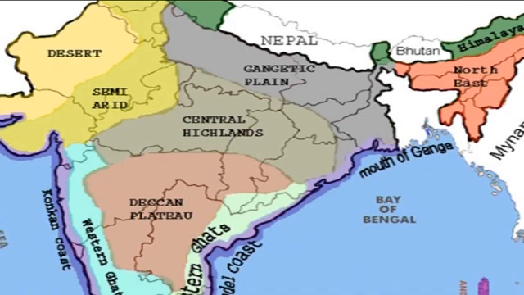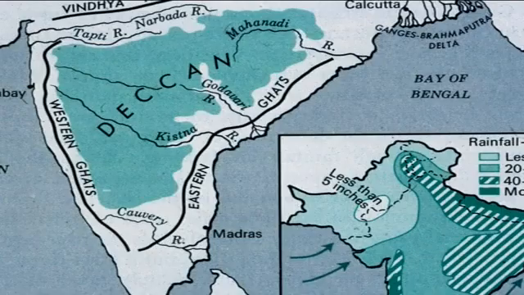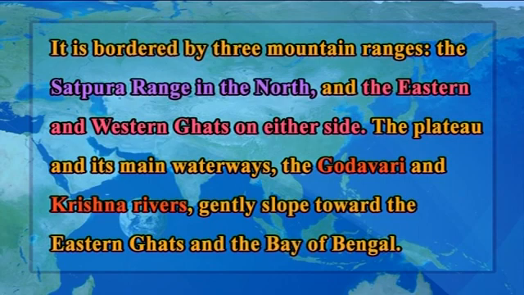The Deccan Plateau makes up most of the southern part of India. The plateau's average elevation is about 600 meters. It is bordered by 3 mountain ranges, namely the Satpura range in the north, the eastern and western Ghats on either side. The plateau and its main waterways, the Godavari and Krishna rivers, gently slope toward the eastern Ghats and the Bay of Bengal.